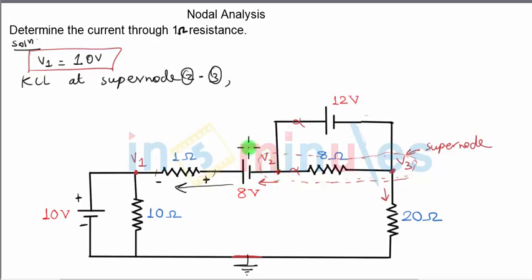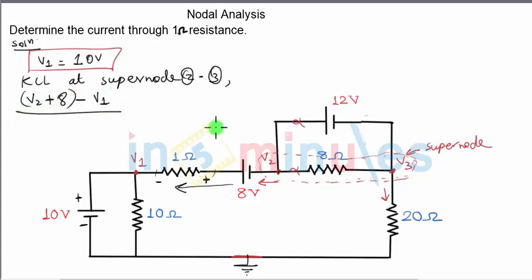Now why is it V2 plus 8 and not minus 8? Because on the positive polarity side there is the positive terminal of this 8 volt battery, and because of that the total voltage on the positive polarity side will be V2 plus 8. So it becomes V2 plus 8 on one side, and on the negative polarity side there is only one voltage, which is V1, and because it's a potential difference we take the difference between the voltages on both sides.